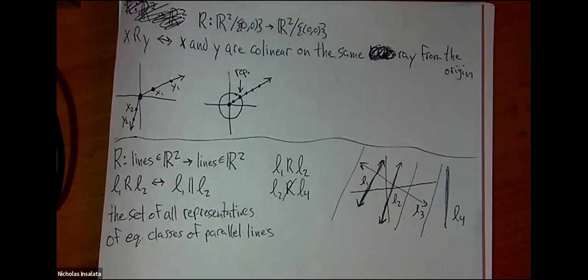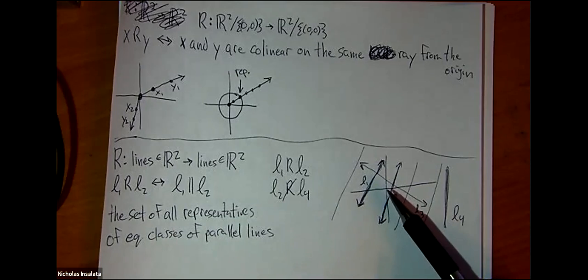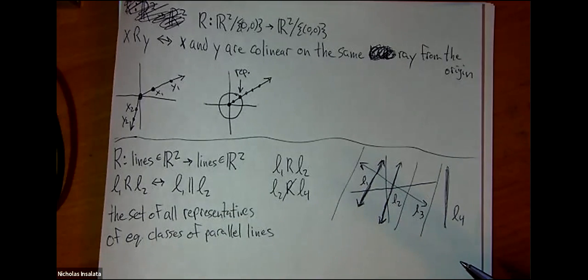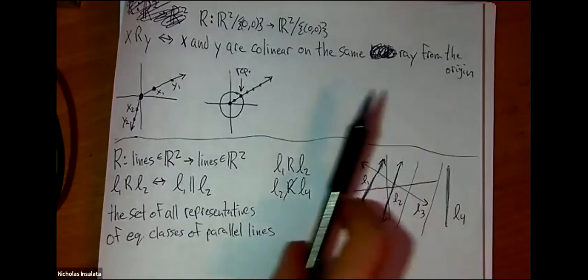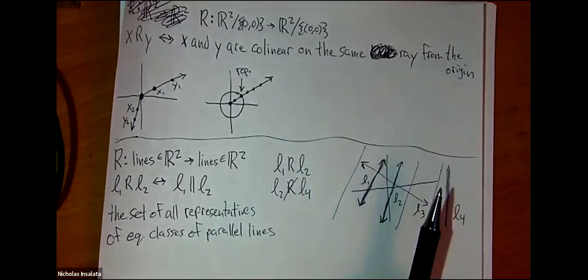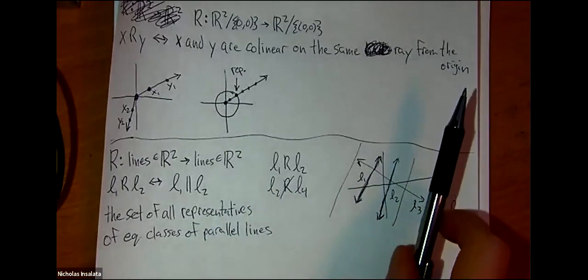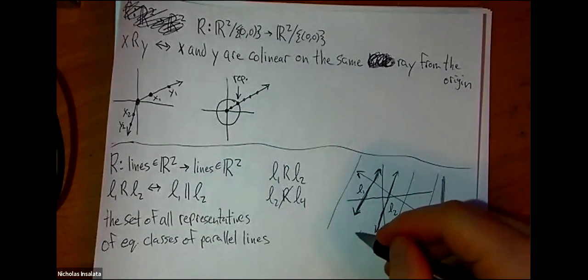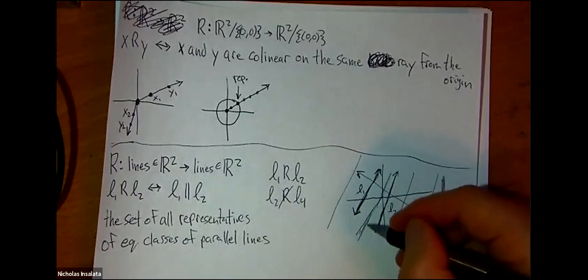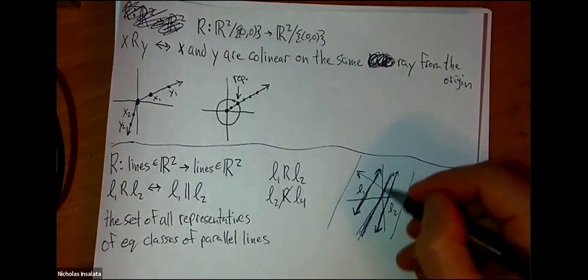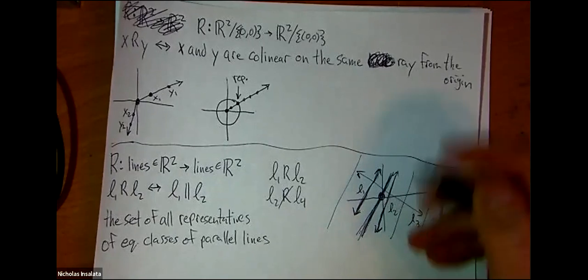So let me help. The set of all representatives would be all the lines that go through the origin, right? Because if these are all in the same equivalence class, they're all the same when they have this same slope that I've got right here. These are all the same. Then we could say the representative is the one that happens to strike the origin. There we go. The one that strikes the origin, that would be the representative.